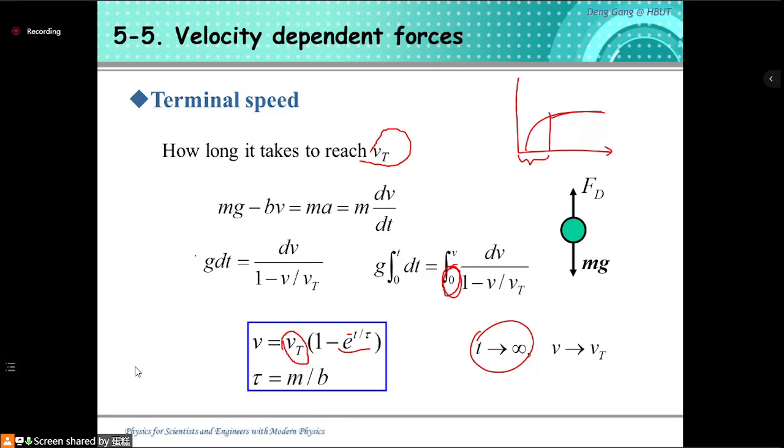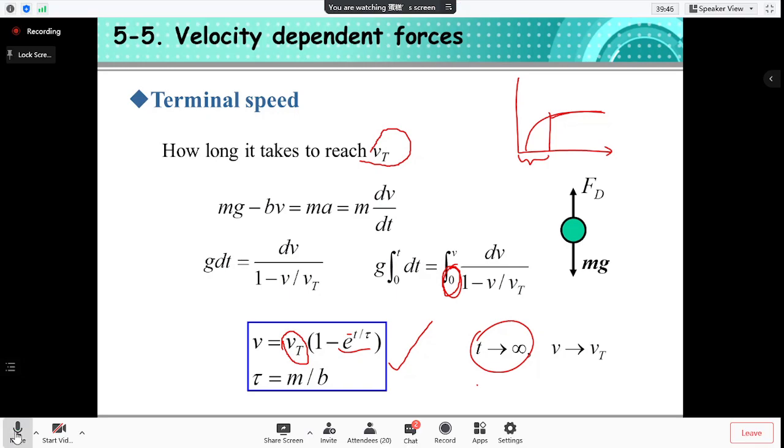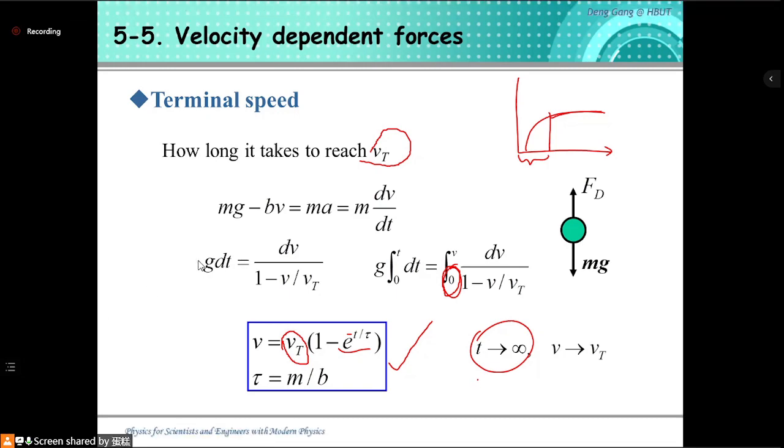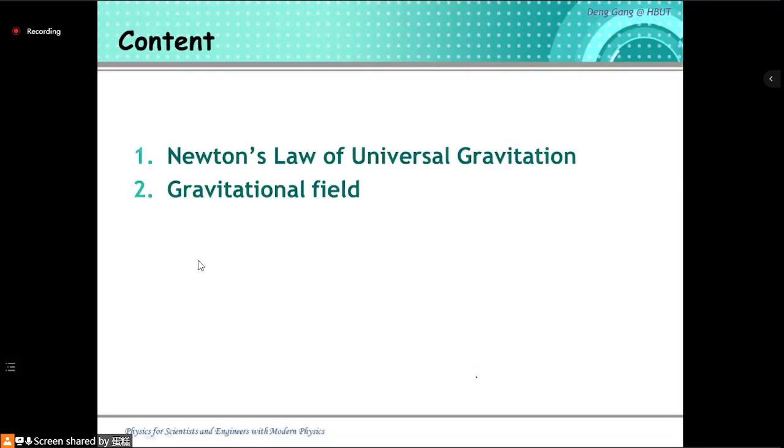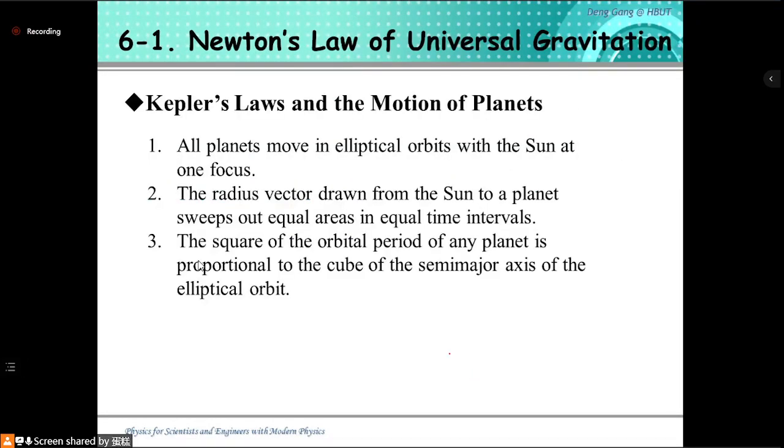For example, a helicopter, you can just use all this if you start with speed 0. Okay, that's a good question. So let's go on.